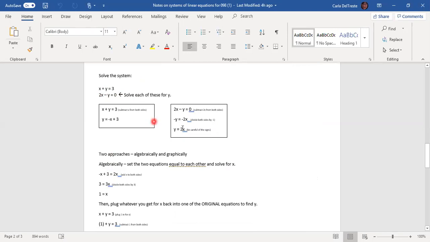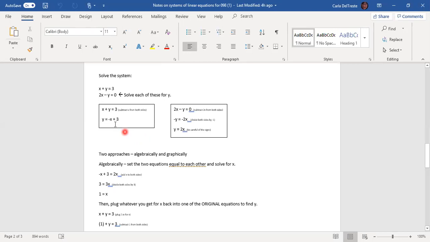So in both of these boxes, I have the work for solving for y. These are not as complicated as the ones above, so hopefully you can just read through the steps. You wind up with y equals negative x plus 3 and y equals 2x. You can see that they are totally different equations, and so we're going to be solving them algebraically and graphically.